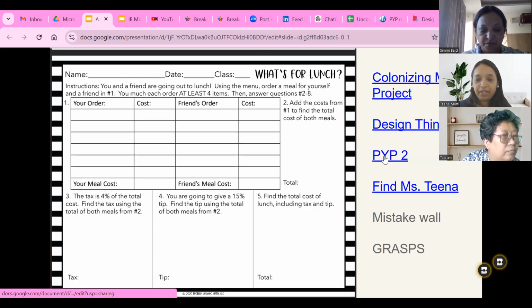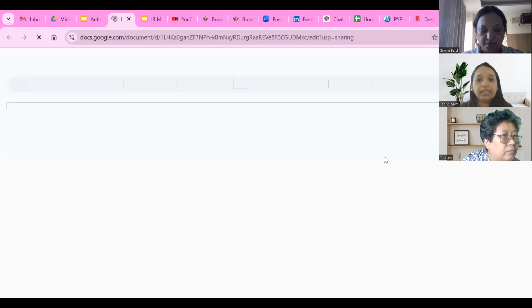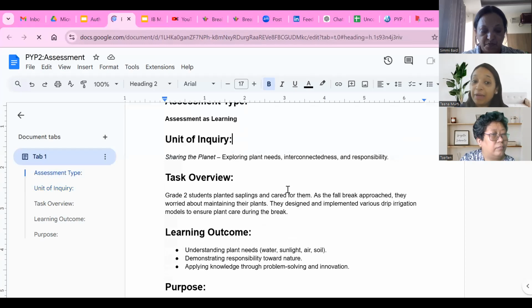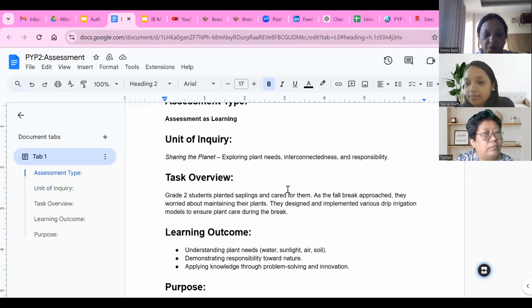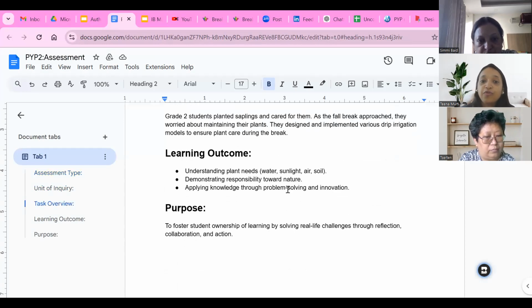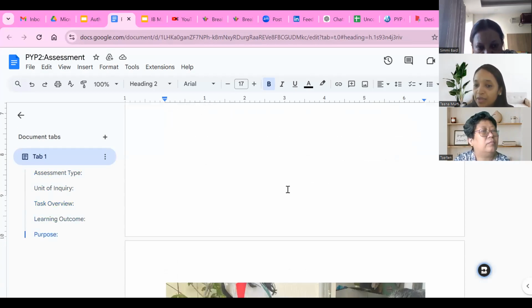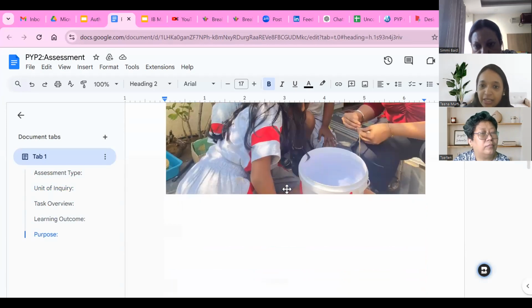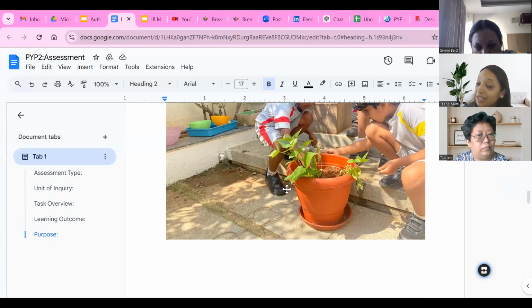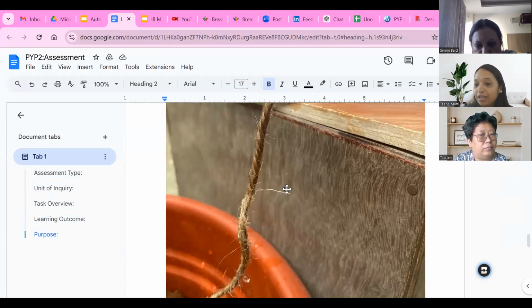There is one example from PYP2. I'll show you that. It was under Sharing the Planet. They were going on holidays, and then they got worried about the plants which they had in their classroom. So how to do the irrigation? For that, they came up with a plan to do drip irrigation. The teacher is teaching them how to do it, and then they came up with this so that their plants can survive during the holidays as well. The drip irrigation. That is the authentic assessment they have done.